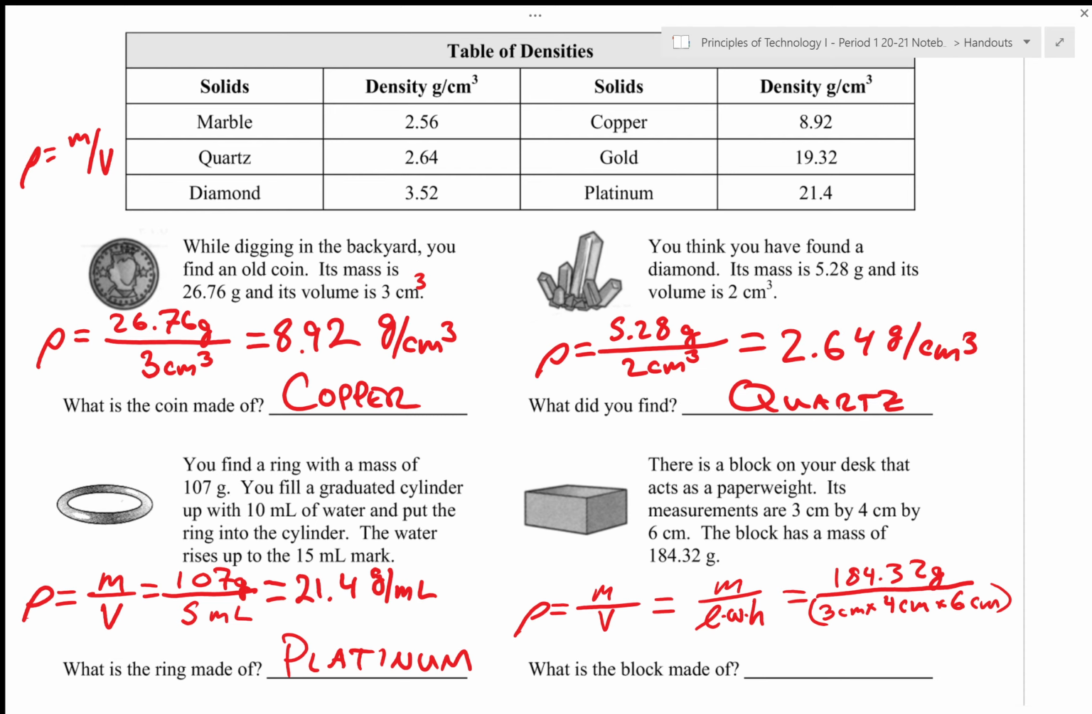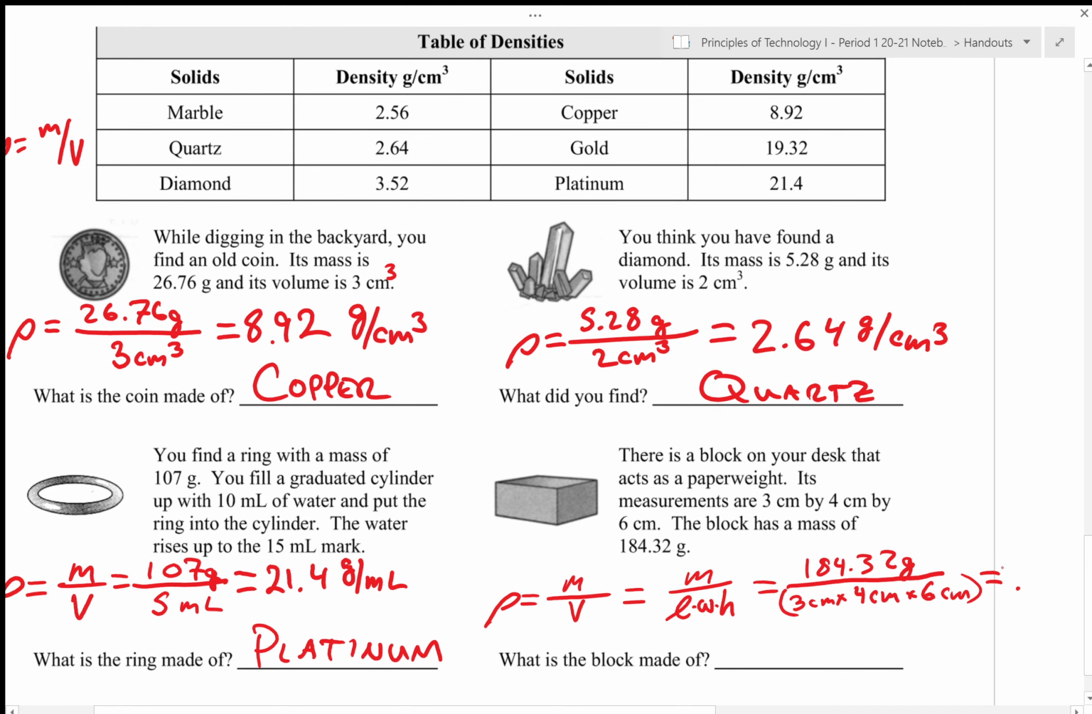So 184.32 divided by 3 times 4 times 6 gives you 2.56. Sorry, I'm running out of room here. 2.56 grams per cubic centimeter, which is marble.